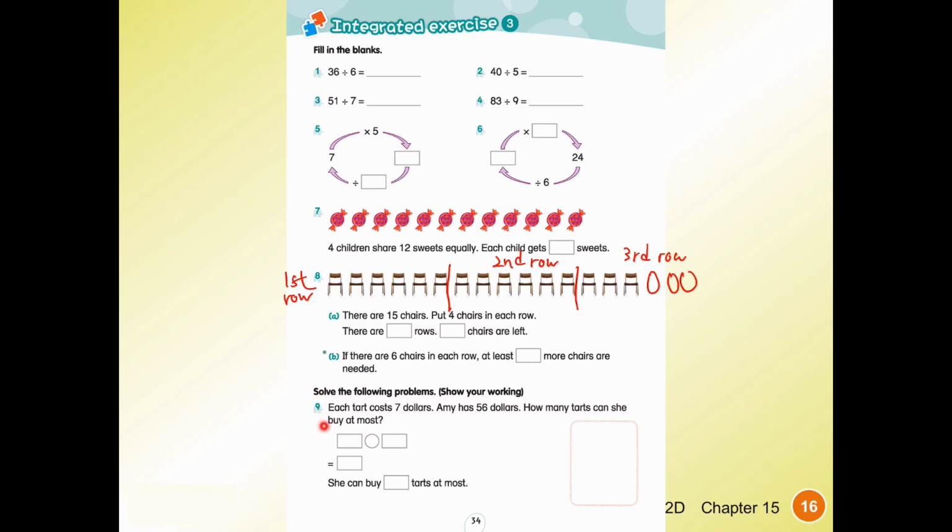And question number 9. Each tart costs $7. Amy has $56. How many tarts can she buy at most? So once again, we can treat the dollars as the total number of items. So this is our total number of items, $56. And each tart costs $7. Each group, there are 7 items. And we want to find out the number of groups. So simply it would be this being the dividend, 56, divided by 7 in order to find out the number of groups.